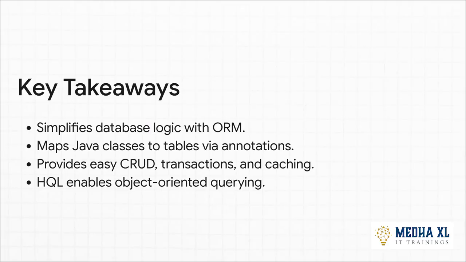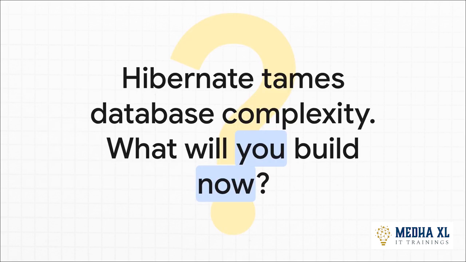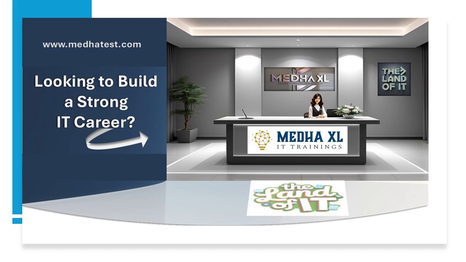So, to wrap it all up, Hibernate takes the pain and complexity out of database programming using object relational mapping. It lets you map your Java classes to database tables with simple annotations, it gives you easy-to-use methods for all your data operations, and it provides a powerful, object-oriented query language. By automating all the tedious, error-prone parts of data persistence, Hibernate frees you up to focus on what really matters, your application's business logic. So the real question is, with all that time and mental energy you're going to save, what will you build now?